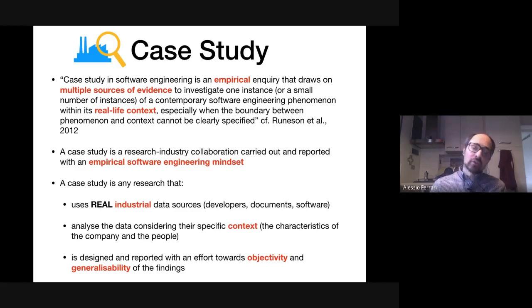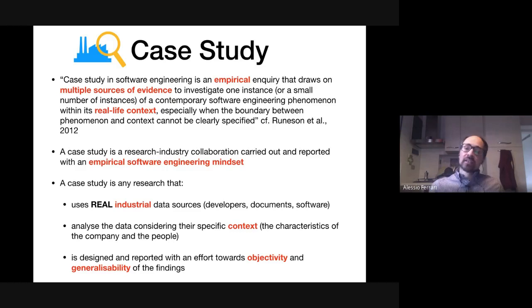So although you're focusing on a specific context, you want to generalize. You want to observe the things in a way that makes it possible to compare your finding with other findings, and as you remember, extend the scope of validity of a certain research, and make an effort towards objectivity.